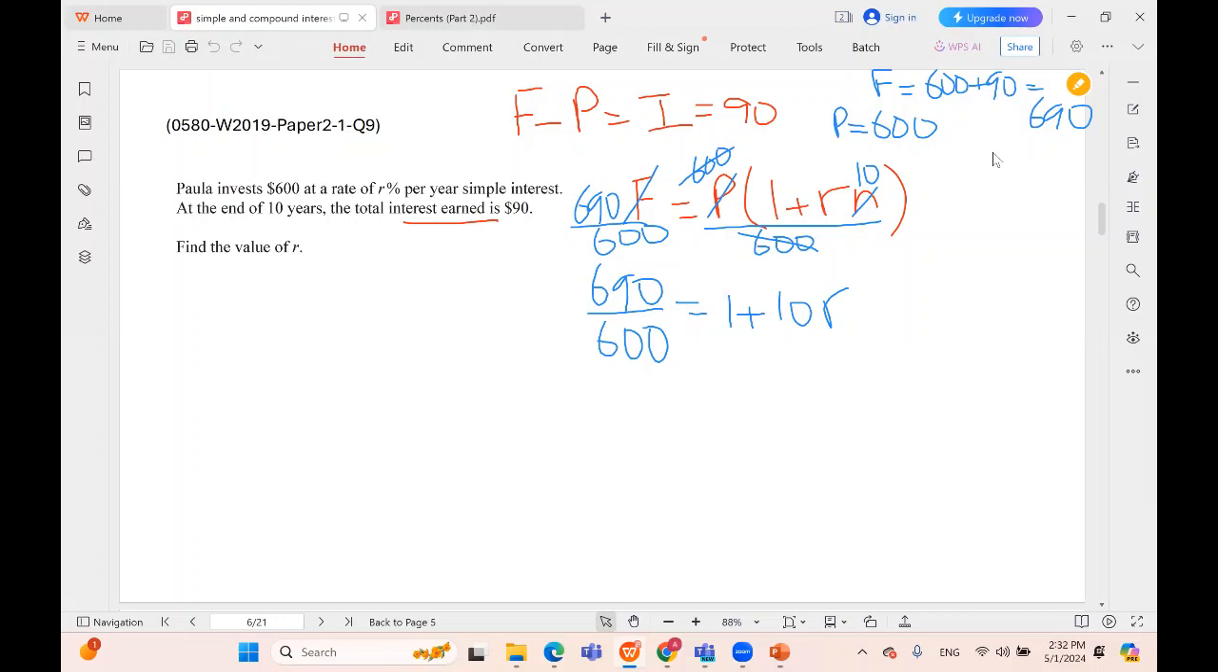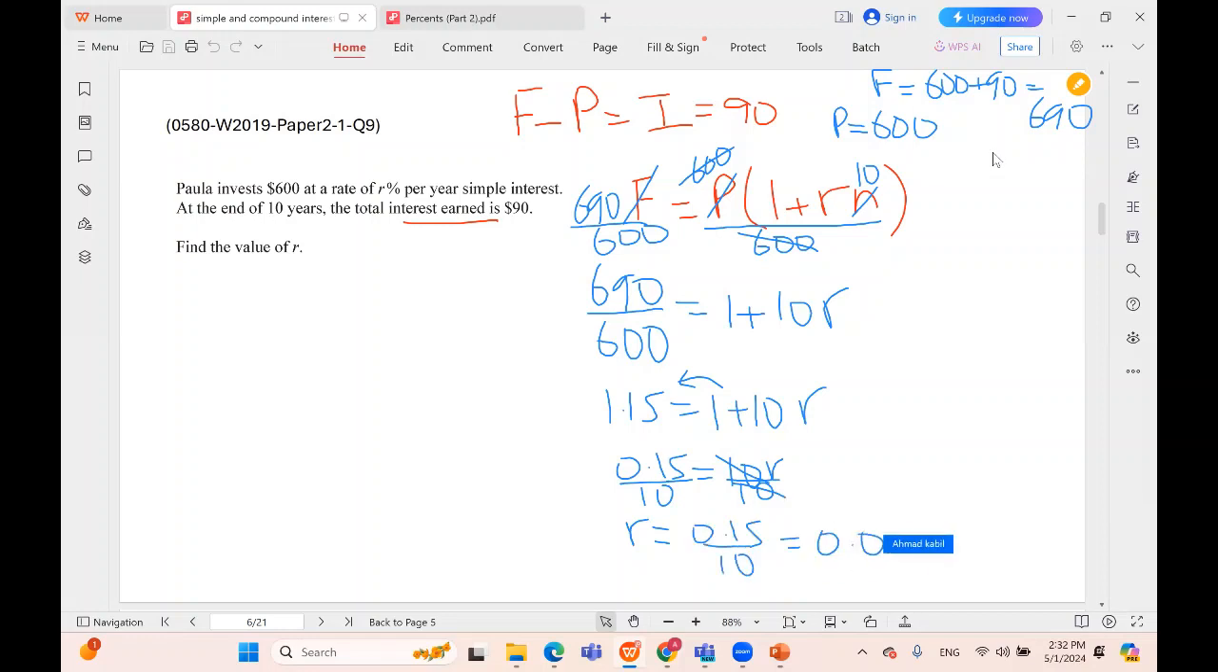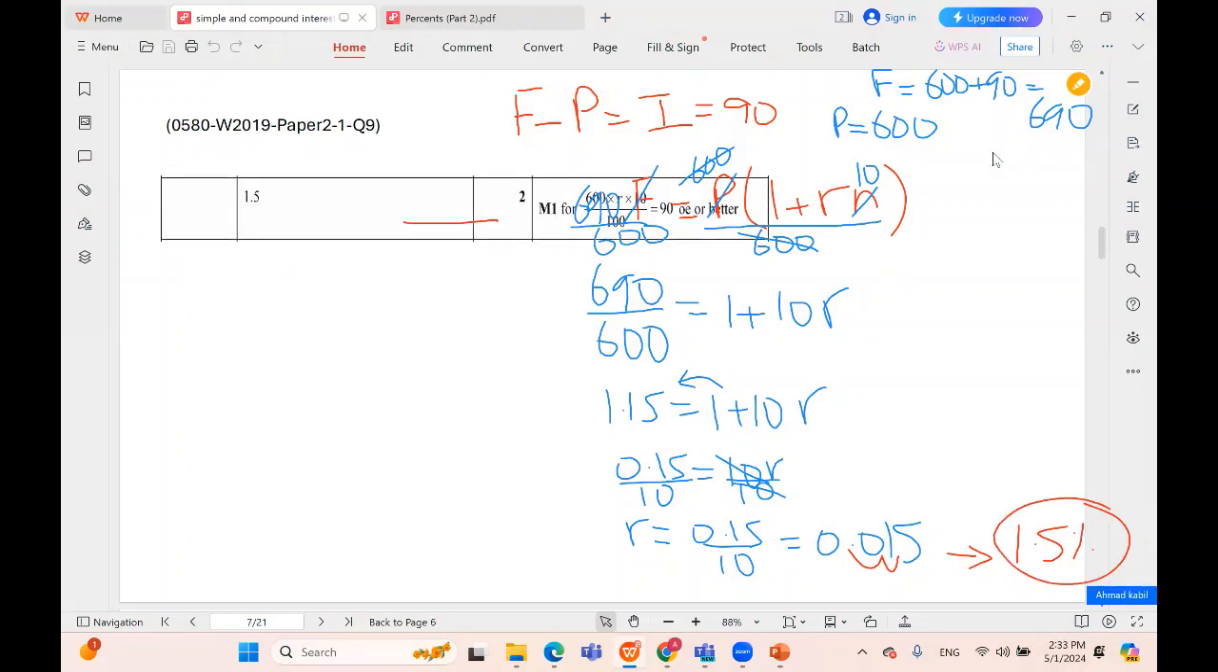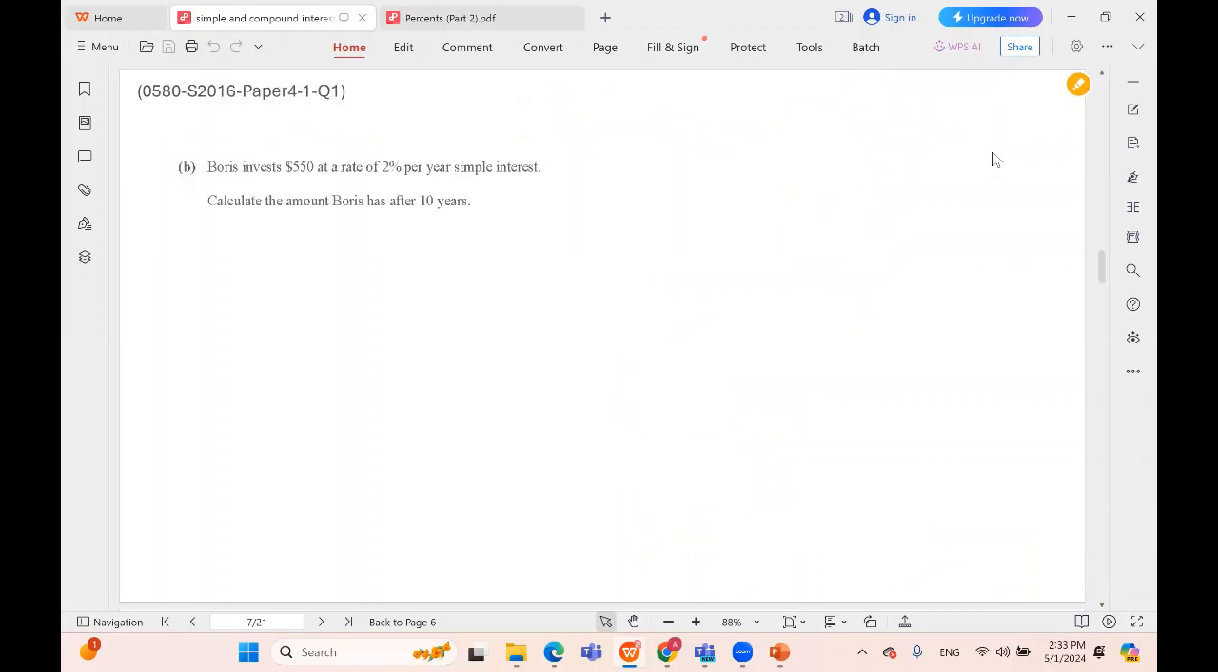So 690 divided by 600 gives us 1.15. So 1.15 equals 1 plus 10R. We can subtract 1, so 0.15 equals 10R. So R equals 0.15 over 10, because we can divide both sides by 10, and these will cancel out. So R is 0.15 over 10, which is 0.015. We want it as a percentage, so we can multiply by 100. So it becomes 1.5%. 1.5% is correct.